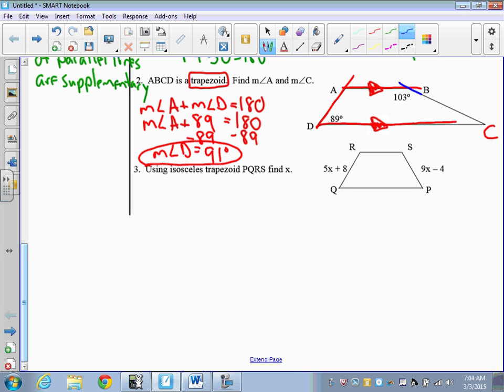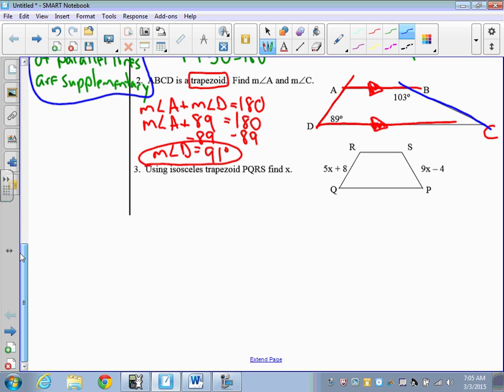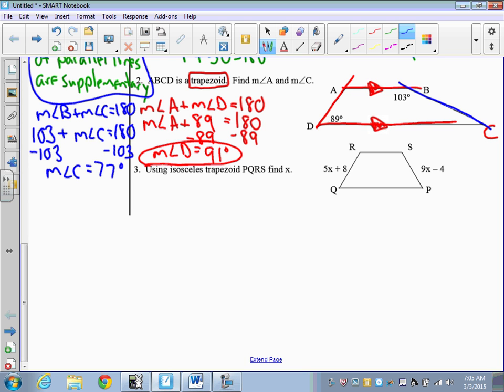To find the measure of angle C, I again have consecutive interior angles. So this is a big idea that's not really going away. If I wanted to solve this, it would be the measure of angle B plus the measure of angle C is equal to 180. And then we have 103 plus the measure of angle C is equal to 180. We subtract 103. So we get the measure of angle C is equal to 77 degrees.